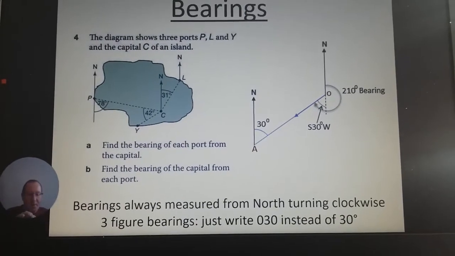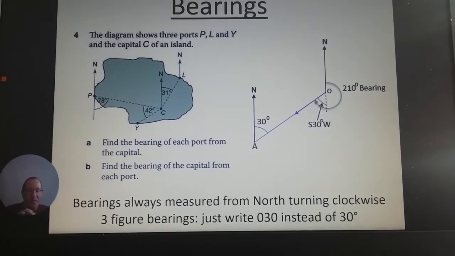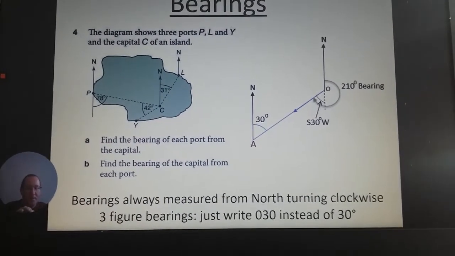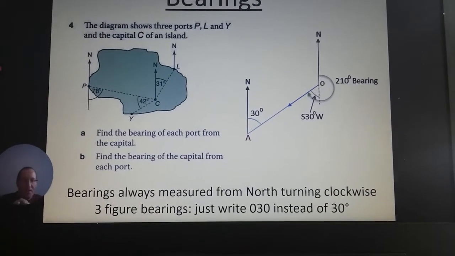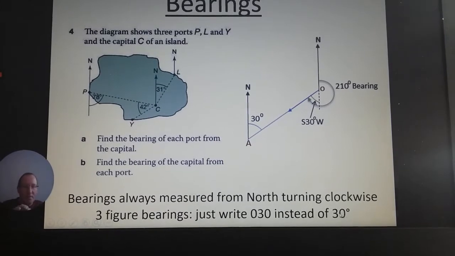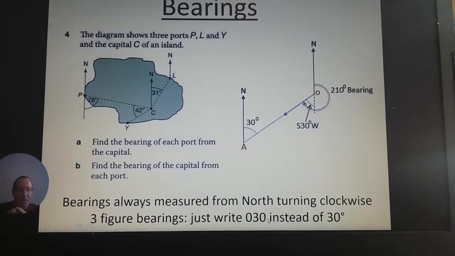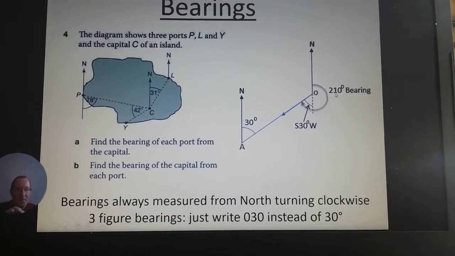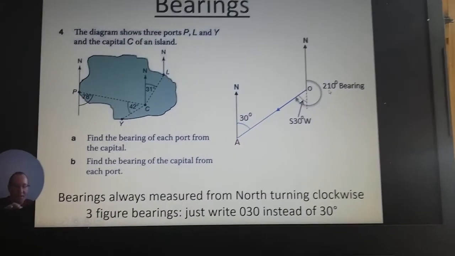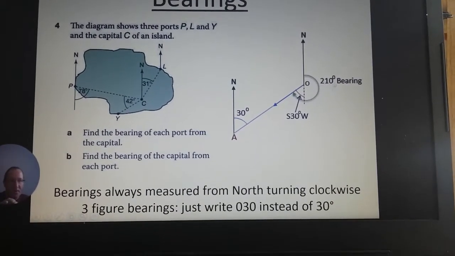At the very bottom of the PowerPoint you can see something where we mention 3 figure bearings. A 3 figure bearing is what it says, it's 3 figures. So instead of writing 30, we write 030. Obviously if the bearing is this one, 210, we would just write it as 210 because that is 1, 2, 3 figures.